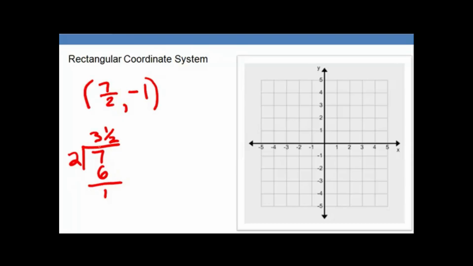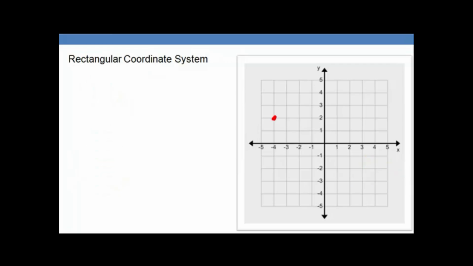So we will start at 0, 0, and we're going over to the right, 1, 2, 3. And for the half, we're just going to guess. It will be halfway between 3 and 4. So that's about halfway. And then we're going to go down 1 for -1 and make our point. So you certainly could do a fraction, but if you have an improper fraction, it's easier here to switch to a mixed number. 3 1/2 and -1.